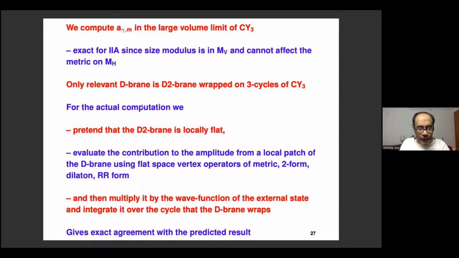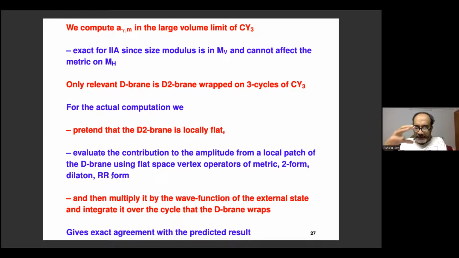So the way you do this calculation, because you are allowed to take the large volume limit without losing any generality, is that we pretend that the D2 brane is locally flat, which is a good approximation in the large volume limit. Then you evaluate the contribution to the amplitude from a local patch of the D-brane using flat space vertex operators. We just use flat space vertex operators of the metric, the dilaton and the Ramond form, and do some standard string calculation to find the local patch amplitude.